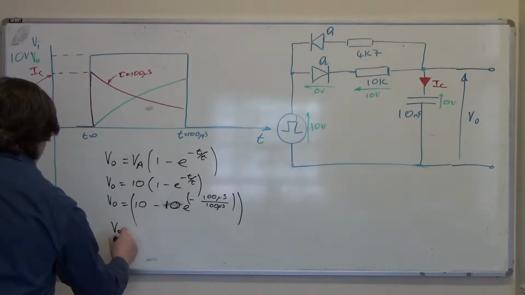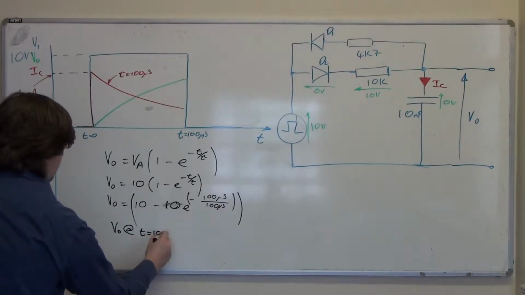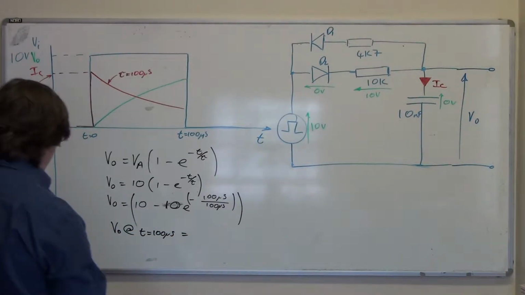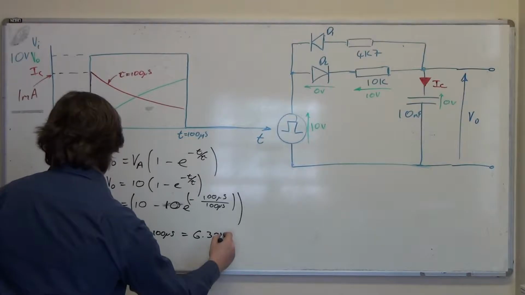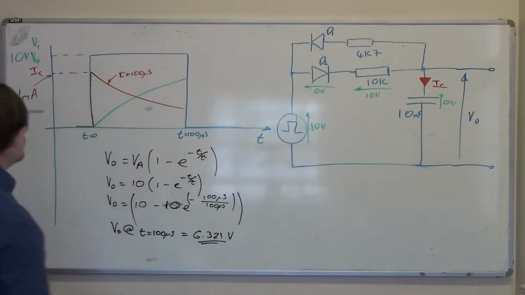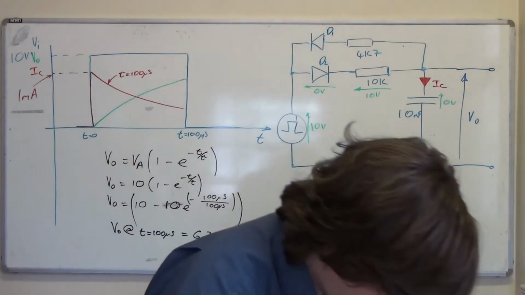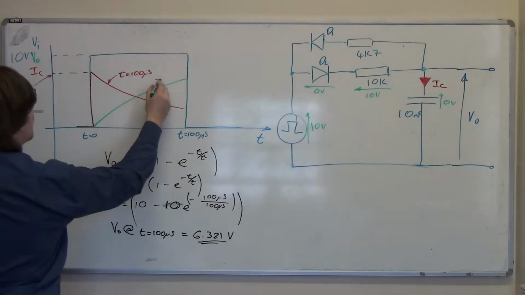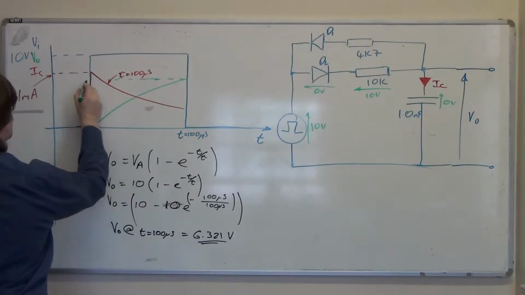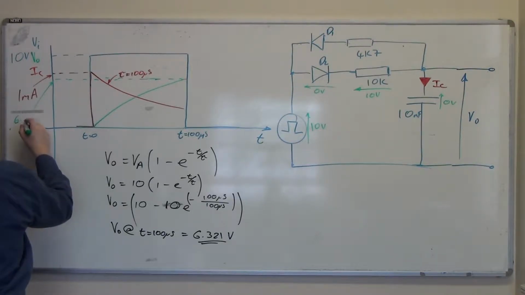VO at t equals 100 microseconds is equal to 6.321 volts. Next digit's 2, so it doesn't go up. So we can put that on our diagram: 6.321.